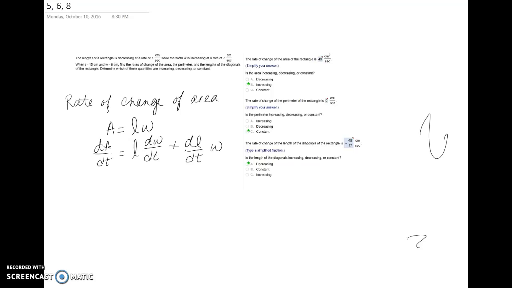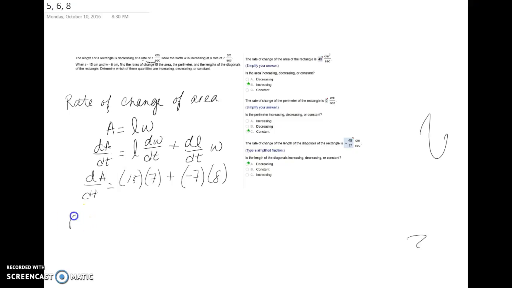Okay, so it says the length is decreasing at a rate of 7. So for dL/dt, we're going to plug in a negative 7. And the width is increasing at a rate of 7. So that's 7, when L is 15 and W is 8. I'll let you put that into your calculator. I guess you see that it's going to be 49. Since that's positive, the area is increasing.